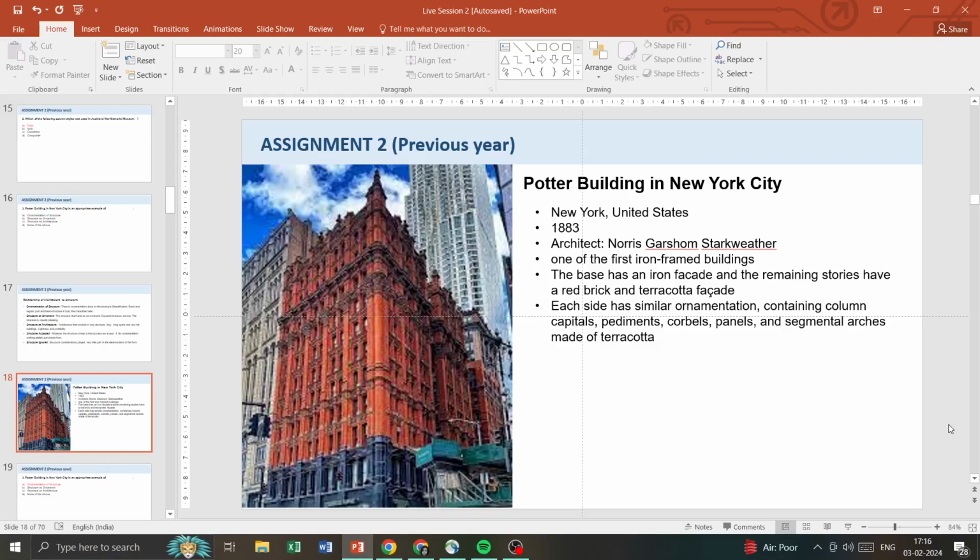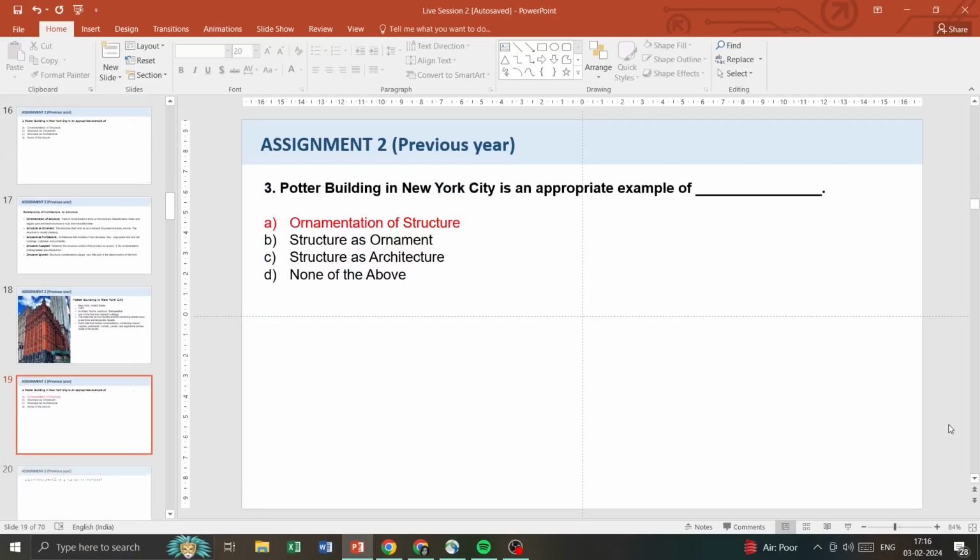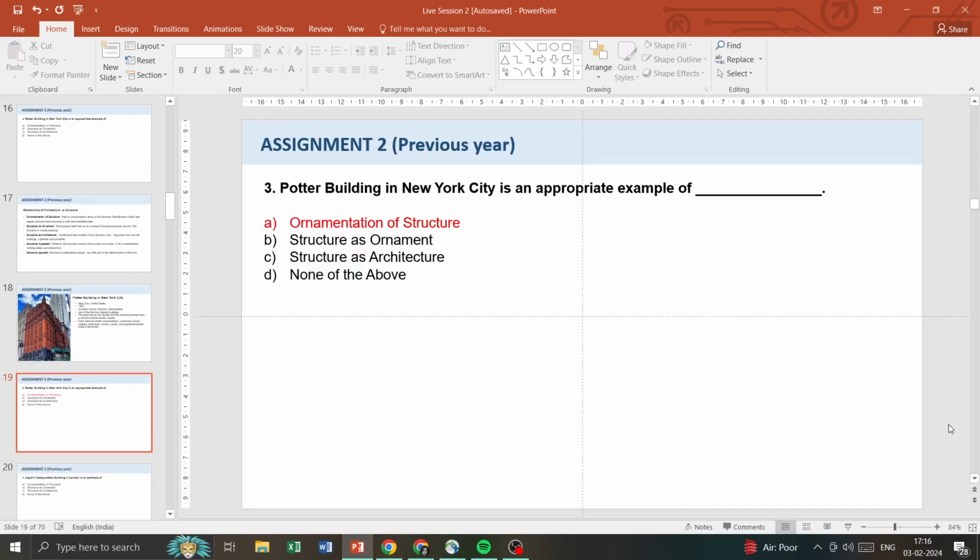So if you look at this building closely and at the description also, this is a proper structural building. This is one of the first iron framed buildings, and then you see that there is a lot of ornamentation on the facade done over the structure. So our answer would be ornamentation of structure.